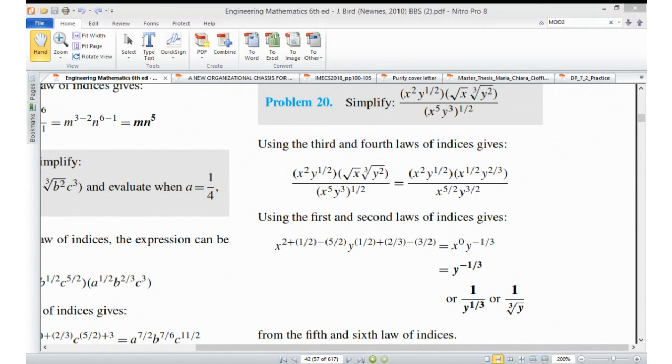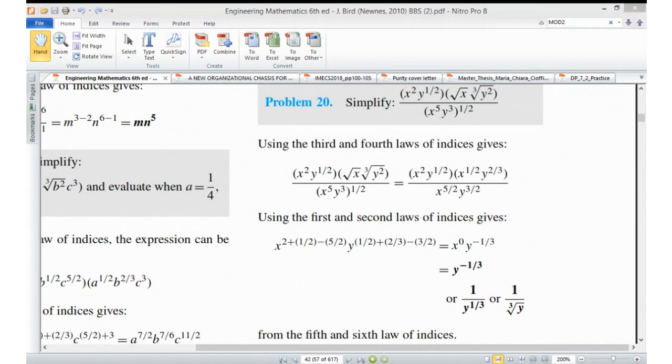So you can pick x, because everything here is multiplication. Pick x's together. This is what we have for x's. Pick y's together. That's what we have. And then give us the final answer. So we are getting x to power 0, y raised to power negative a third. Because anything raised to power 0 is 1, we can ignore x because it will be 1. So y raised to power negative a third.